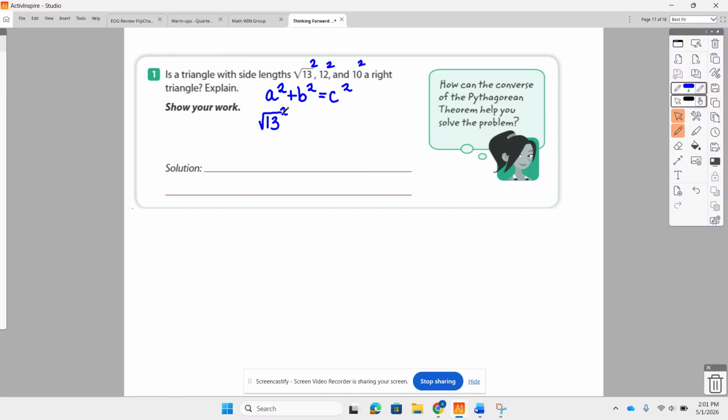So the square root of 13 squared is just 13, plus 10 squared, which of course is 100, equals c squared, so 12 is our longest, which is 144. Equal? Definitely not. So this one is not a right triangle.